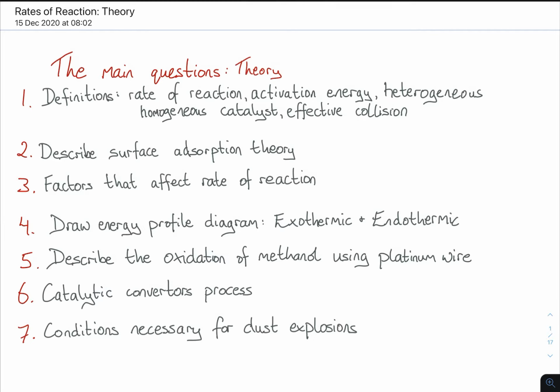Okay, so first off, these are the main questions that come up all the time in rates of reactions. Definitions in particular, you will see this in some form. Rate of reaction is constantly being asked: activation energy, heterogeneous and homogeneous catalysis, effective collisions. They're coming up the whole time. You're then asked to describe the surface adsorption theory. I find students can overcomplicate this to no end. You can shorten this down quite easily. Factors that affect the rate of reaction come up frequently enough.